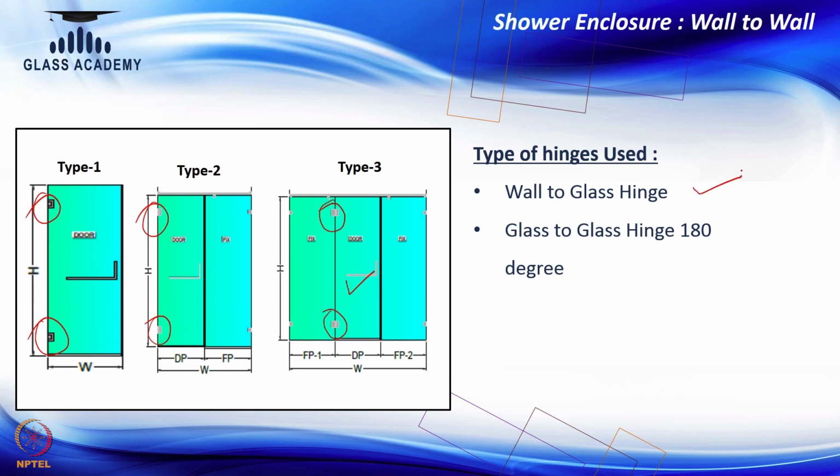glass hinge. Then type 3, you can see two fixed and one door, and door is in center. So, when door is in center, it is being used on glass. So, here we are going to use glass to glass hinges, which is 180 degree. 180 degree means linear position. So, there are two basic hinges being used in wall to wall category.